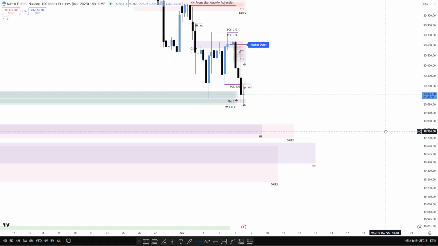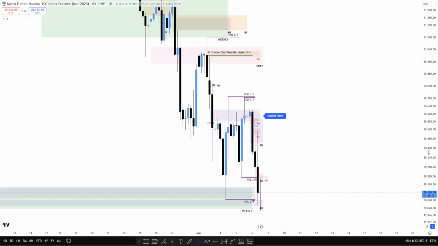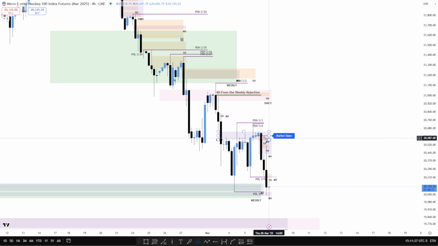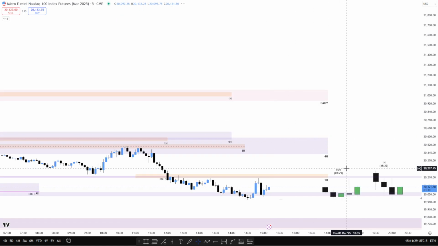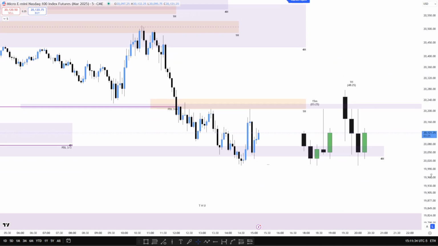So imbalances are set up, PDLs are set up. The next thing that I do, and that I would encourage you to do, is switch back to the 5-minute time frame here. I would encourage you to grab this indicator here.